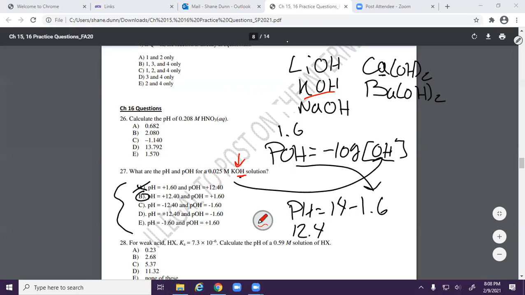If it isn't, ice table time. Guess what Chapter 16 is all about? Ice tables.